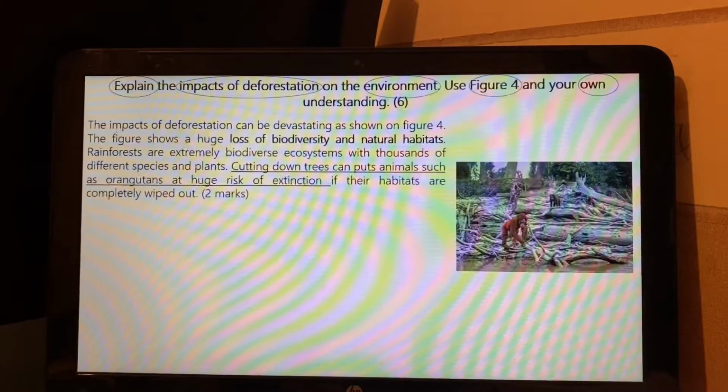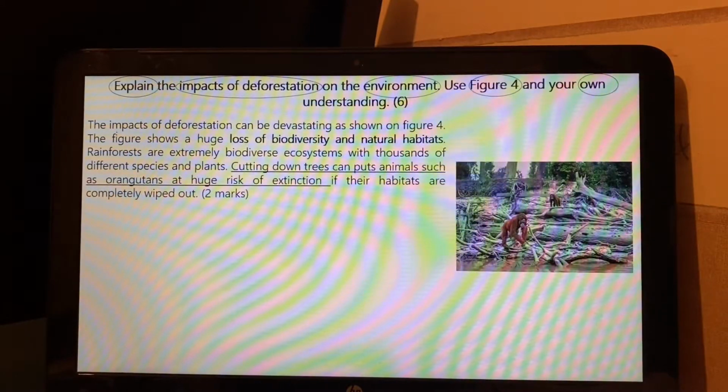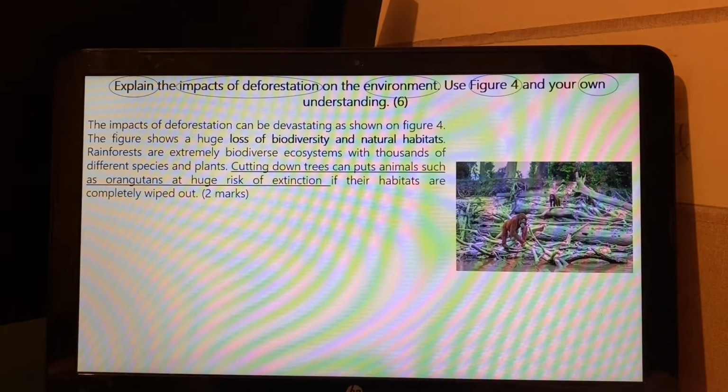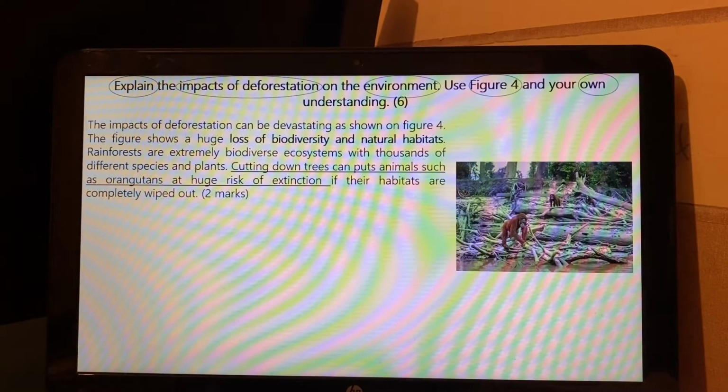So my first paragraph, follow this paragraph in the sense as though, let's have a look. The impacts of deforestation can be devastating as shown on figure 4. I really go into it and say the word figure 4. I point it out, I've put it in bold there. The figure shows a huge loss of what? Biodiversity. You're expected to use those key terms. We can see that actually habitats have been lost here.